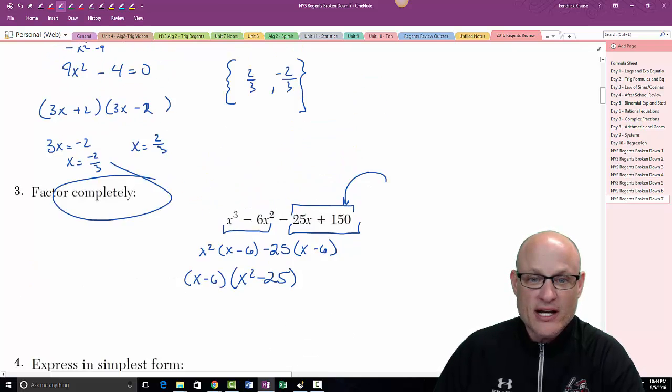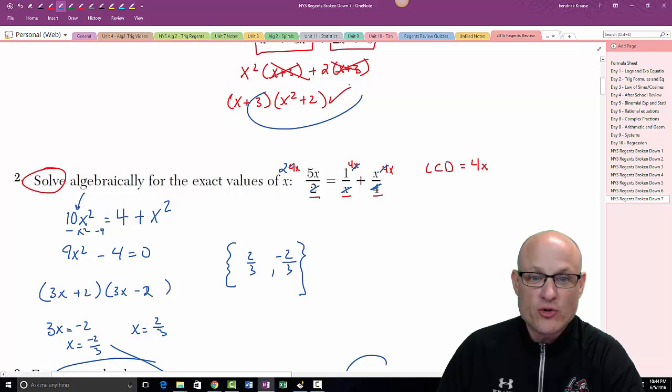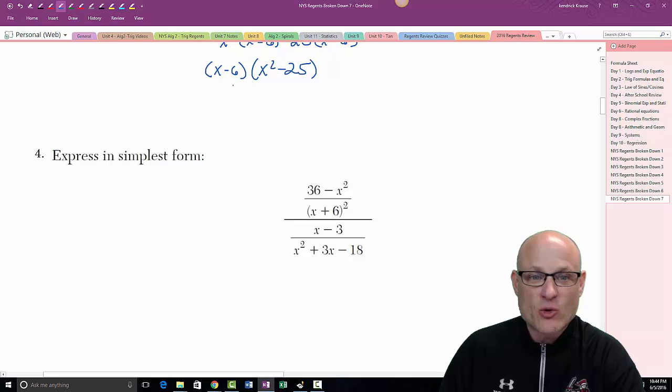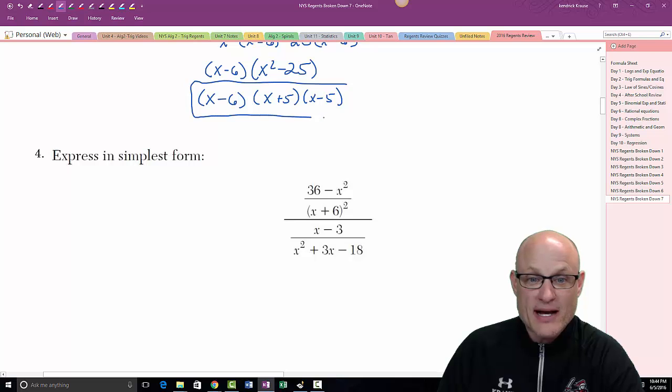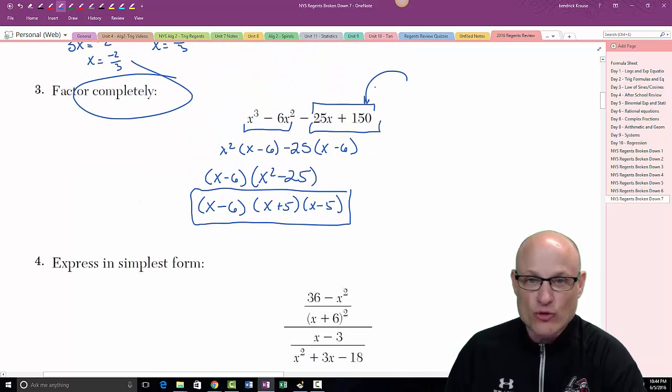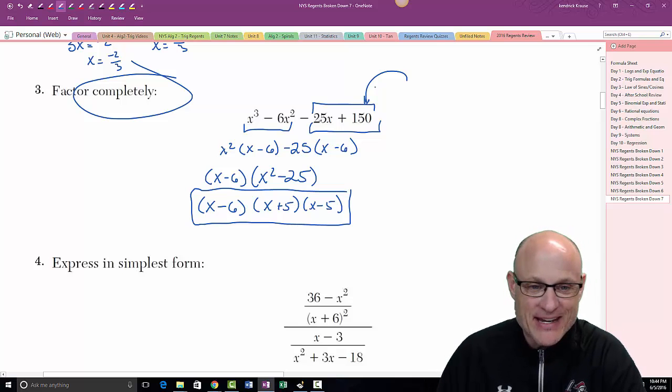Well, up here I had x squared plus 2. I couldn't do anything else with that. But down here I have an x squared minus 25, and since that's a difference of perfect squares, I have to factor that as well. x plus 5, x minus 5. There are no solutions, just box it in. If you do not have an equal sign, you should not be doing any more equal stuff. There shouldn't be any equals at the end.